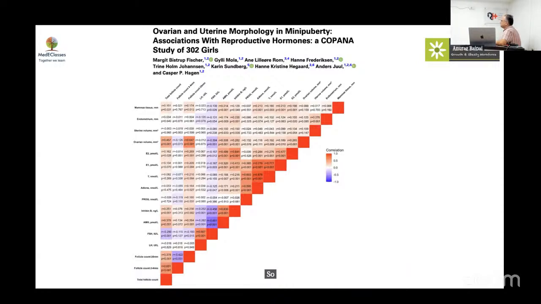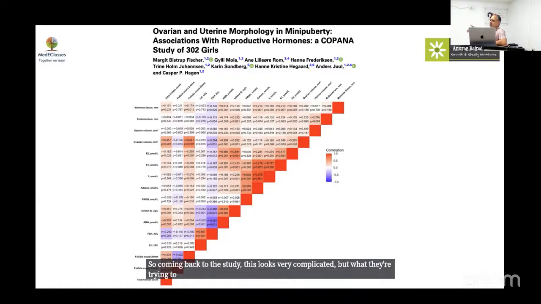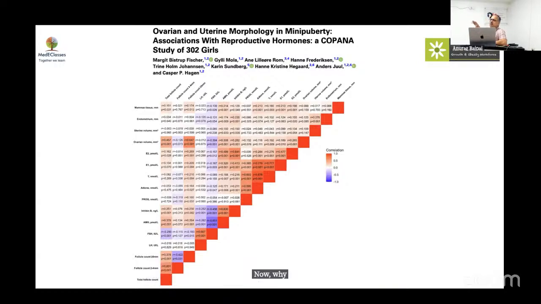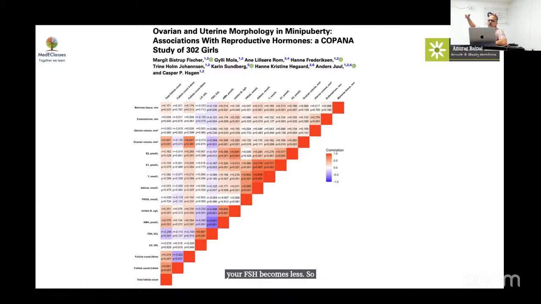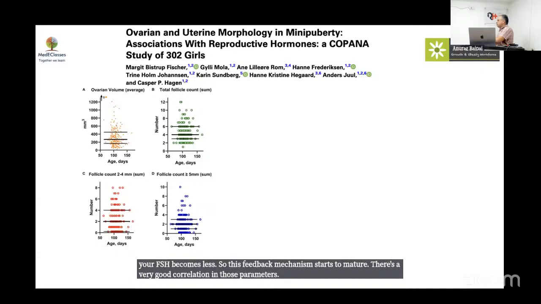So coming back to the study, this looks very complicated, but what they're trying to say is that in mini puberty, you already have some concept of feedback inhibition happening. Now, why we are saying this is a problem is that your inhibitory pathways are not there. But in mini puberty, when they correlated mainly the antral follicle count with the AMH level, the LH level, and the FSH level, they did find that if you have more antral follicles, your FSH becomes less. So this feedback mechanism starts to mature. There's a very good correlation in those parameters, and they give us a very good reference range.